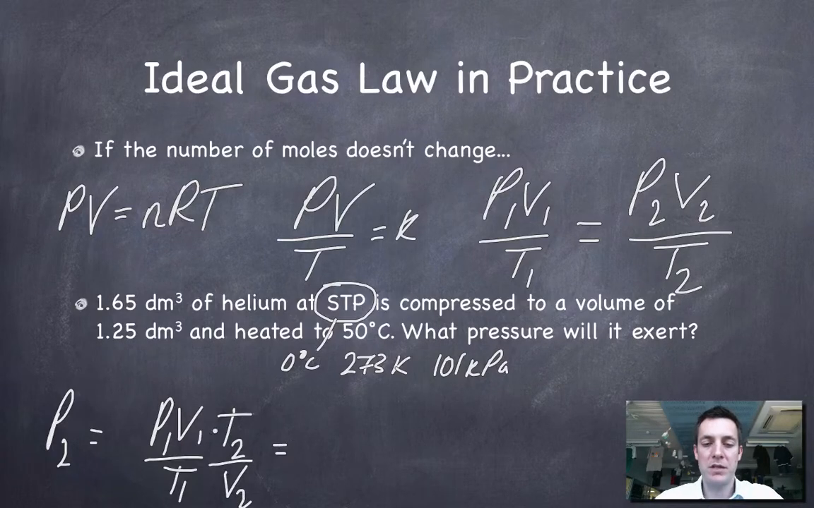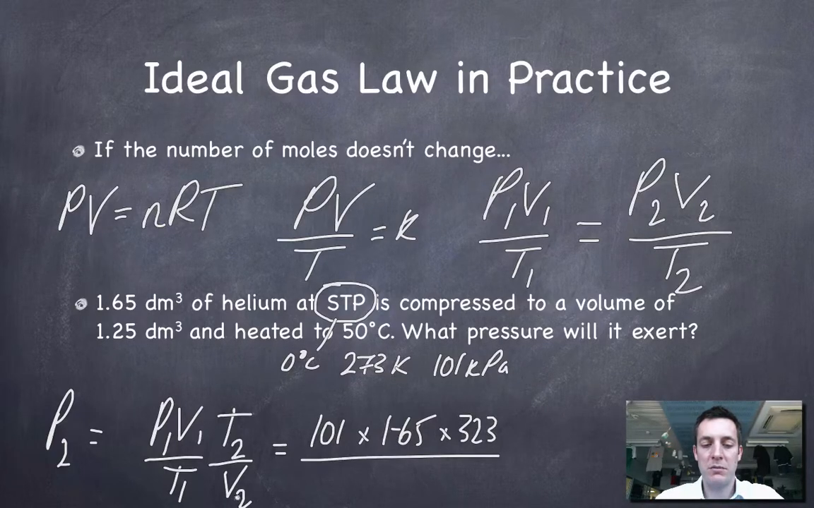And if I plug my numbers into that, well, I've got an original pressure, P1 of 101, multiplied by the original volume, 1.65, multiplied by the new temperature, which is 323 Kelvin, remember, because it's got to be absolute. And that's all going to be divided by the new volume, which is 1.25, and multiplied by the original temperature, which is 273 Kelvin.